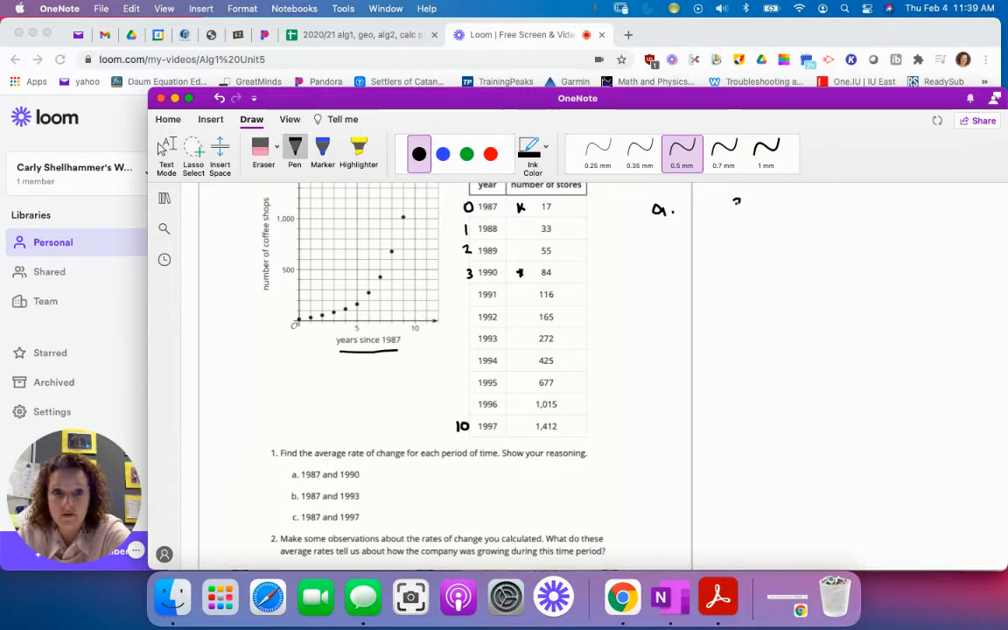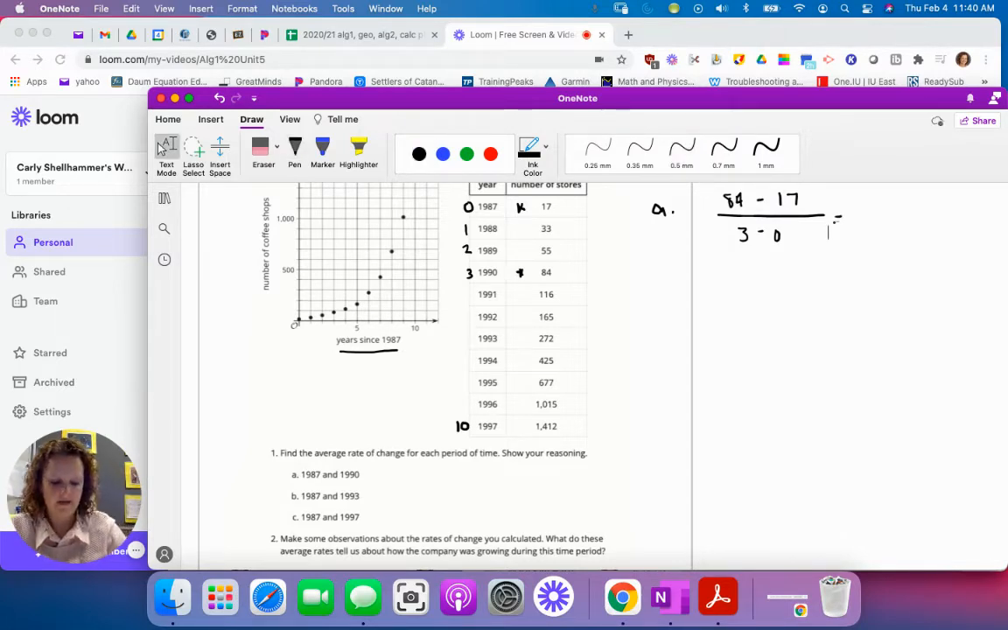1990 is year 3, but that's not what I want on the numerator. We need the number of stores at year 3. So 84 minus the number of stores at year 0, because that's 87, over year 3 minus year 0. 84 minus 17, divide by 3. So we have 67 over 3, which is 22.3 repeating.